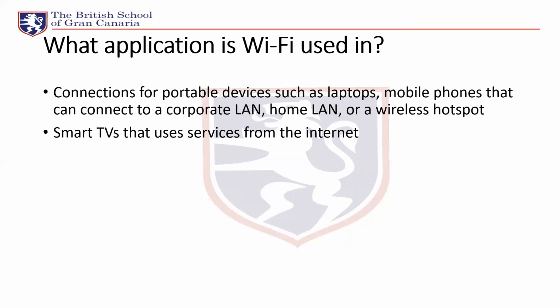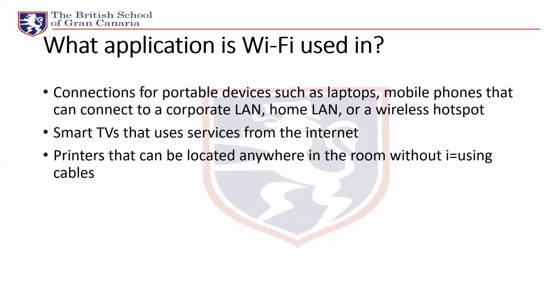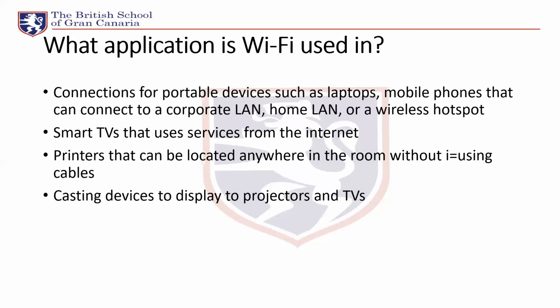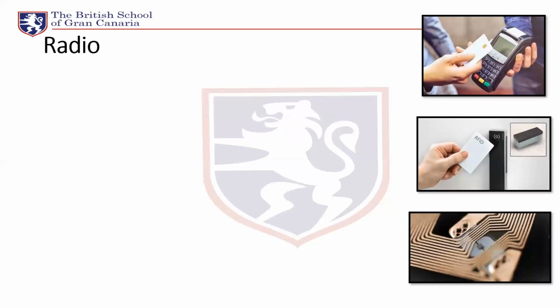So smart TVs, there we go, there's another one that uses services from the internet such as YouTube and Netflix. Printers can be located anywhere in the room without using cable, sorry, there's a typo there. And casting devices, obviously, so you can display to projectors and TVs. Many smart home devices can connect to Wi-Fi, like you can control your heating, your lighting, and so on.